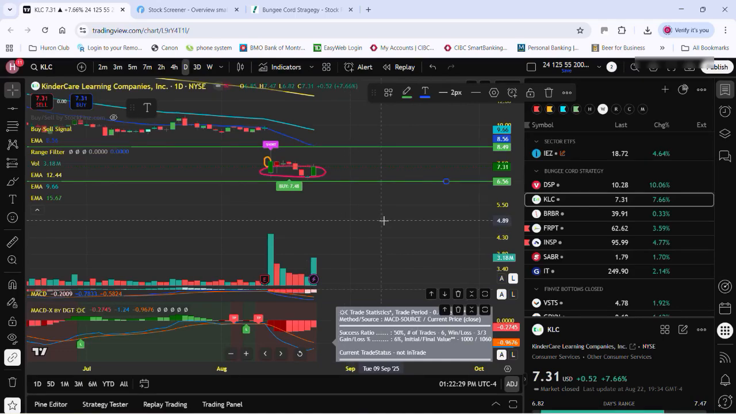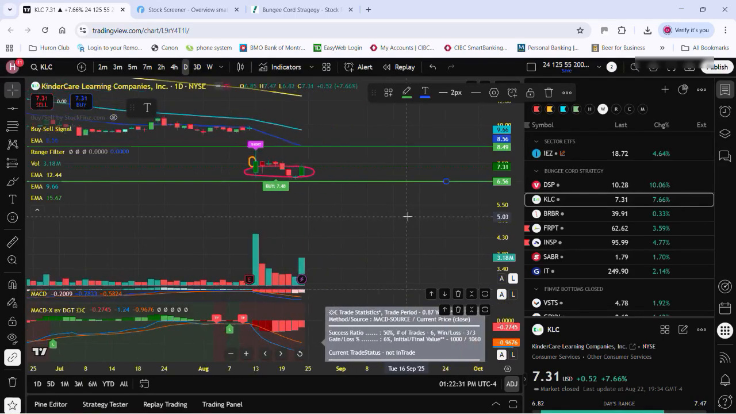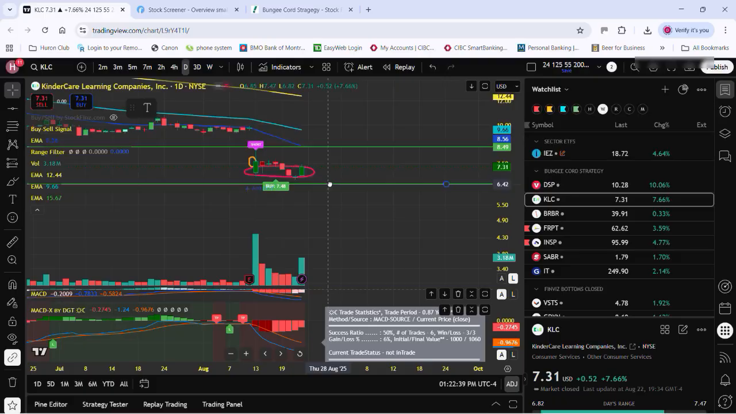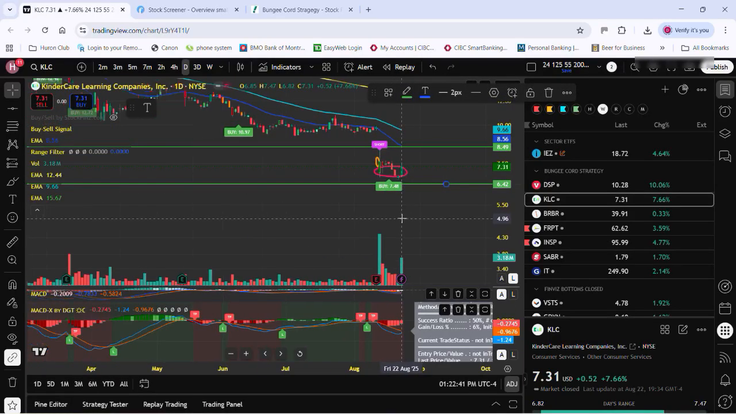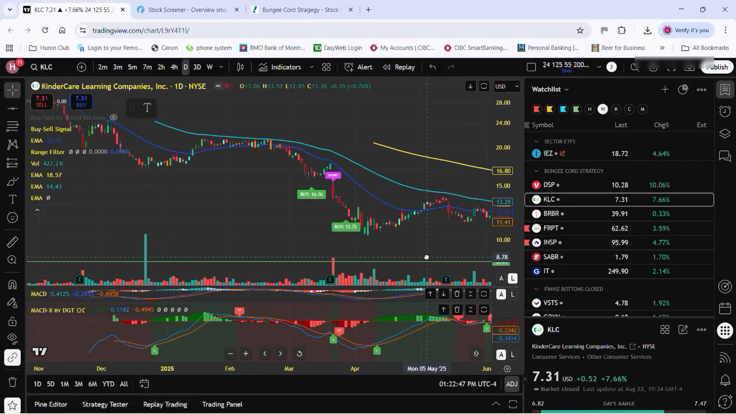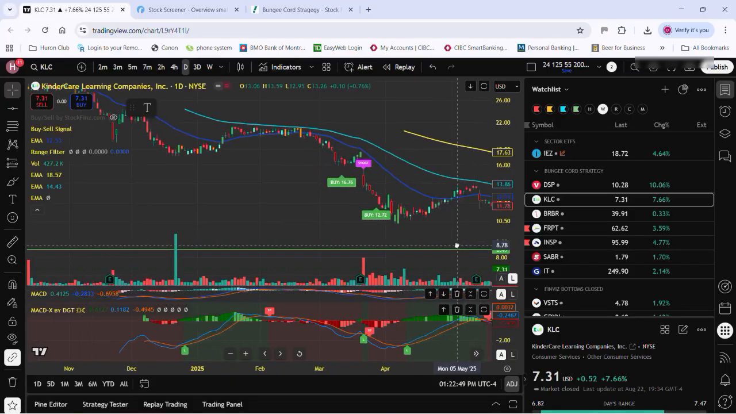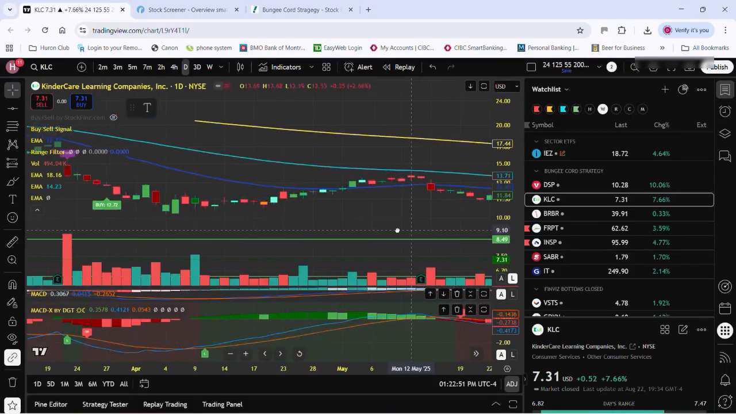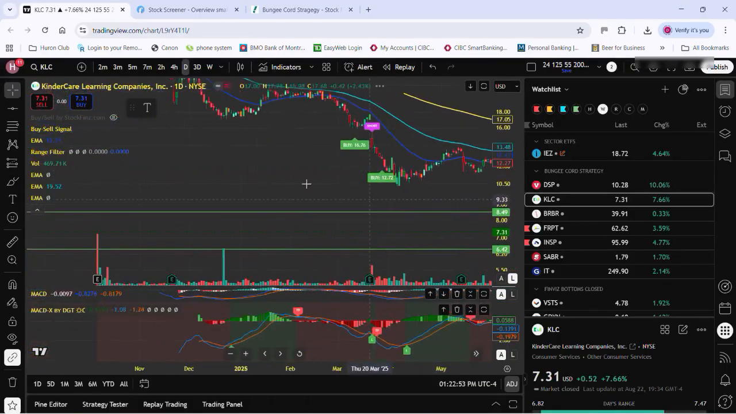When I say stop loss, I draw these lines for myself. I don't actually use stop losses on my accounts. And the reason I don't use stop losses on my accounts is that you'll get times where, let me see if I can just find a bigger candle and show you guys. I can't on this one.